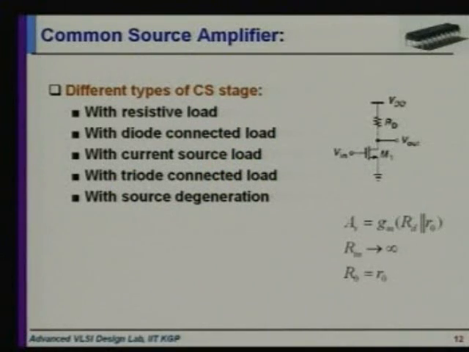Another effect is that the gM term depends on the input. As I have said, ID depends on the VGS, that is the bias point, and VGS is nothing but the input voltage. So we have to design a circuit where the gain is a weaker function of the input voltage. So we go to the diode connected load, current source load, triode connected load, etc.